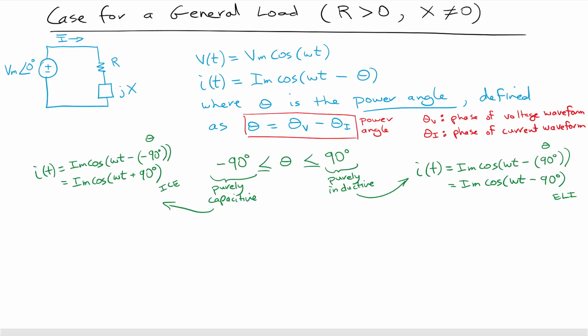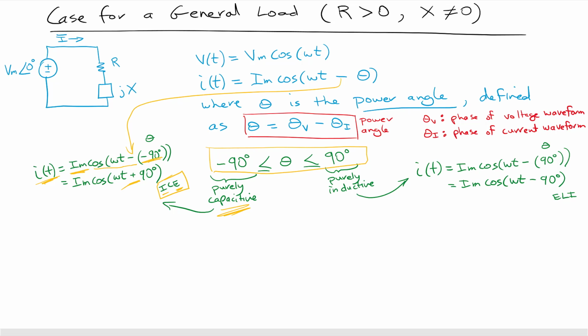So then theta can range over minus 90 to plus 90. If it's minus 90, it's purely capacitive. And what that means for the current waveform is that we have i(t) equal to some magnitude Im times cos(omega t minus theta), where theta is minus 90. This could be confusing: the minus in front is separate from the theta itself. The two minuses cancel out to become a plus, so it becomes omega t plus 90, and it gives us our familiar relationship ICE, where the current leads the voltage in a capacitor.